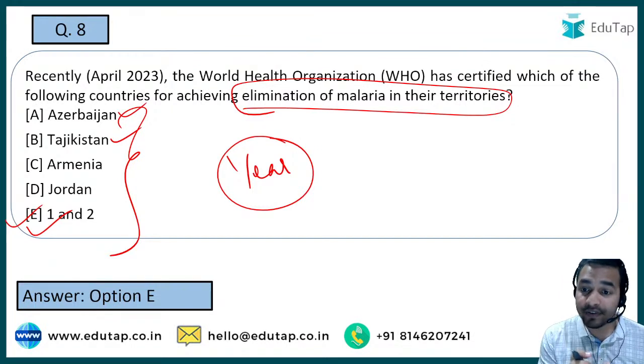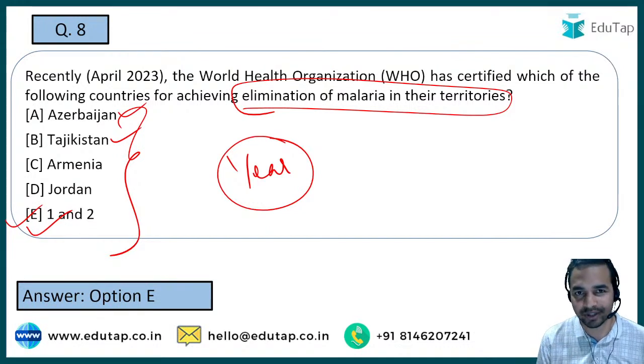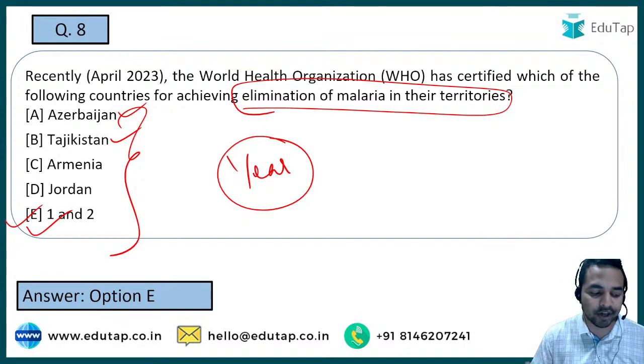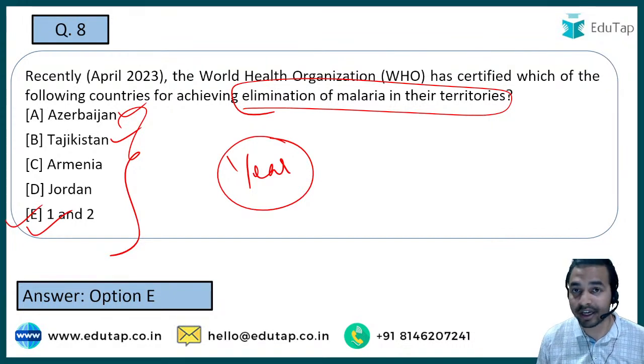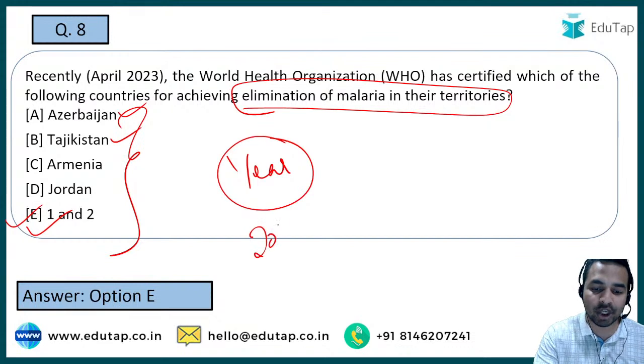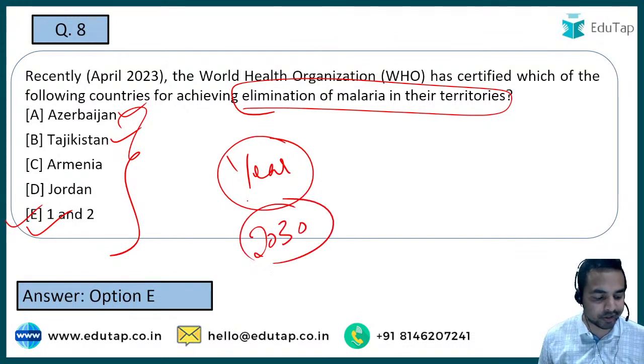See guys, whenever you are seeing such kind of news information, you are always required to also seek out some extra information about that which can be asked in the exam. Now when I talk about the year by which India is targeting to eliminate malaria, it is by 2030. I hope this is clear to all of you. Absolutely right, Nilesh Abhishek has given me the right answer, that is 2030.